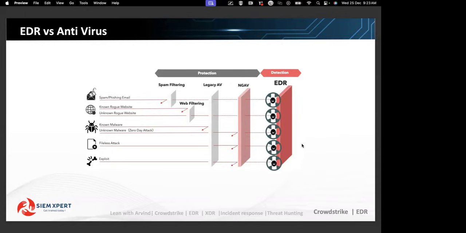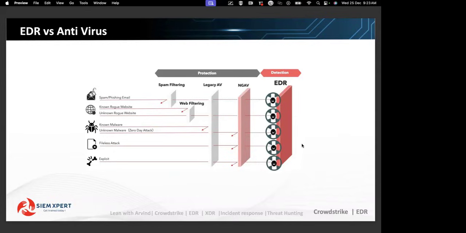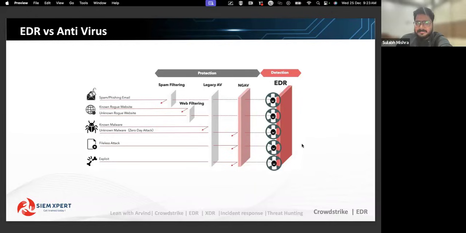Okay. So a similar question can be asked. I'll ask you something. If you have an EDR, do you need to purchase an antivirus again? No, not required. Everybody thinks no? Here is my view on it.